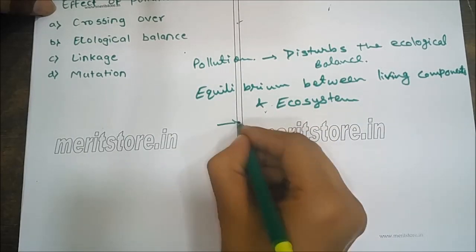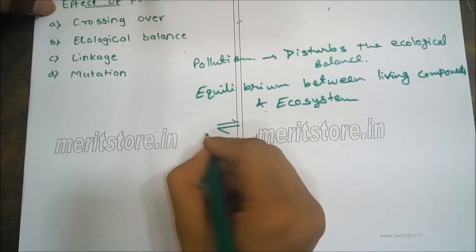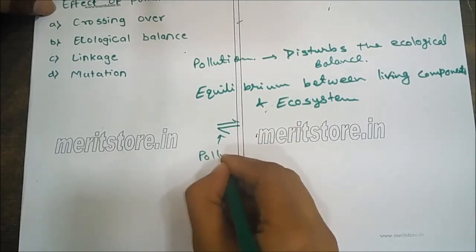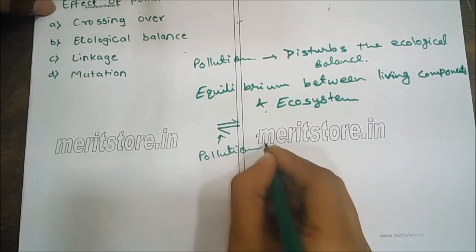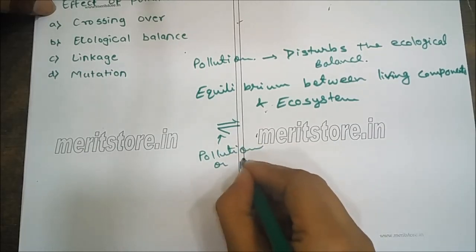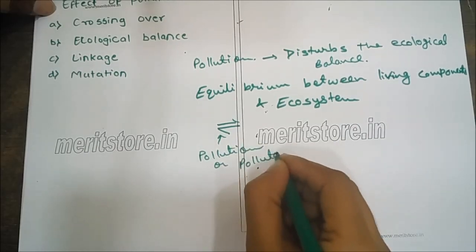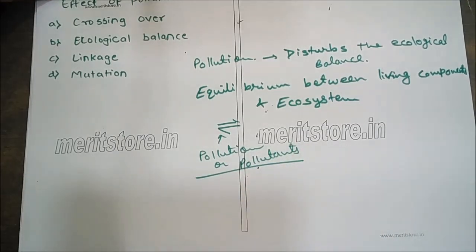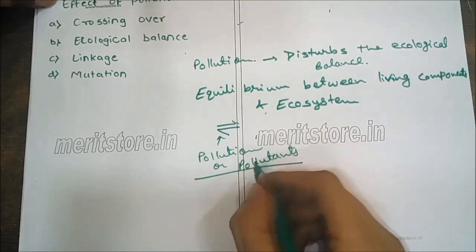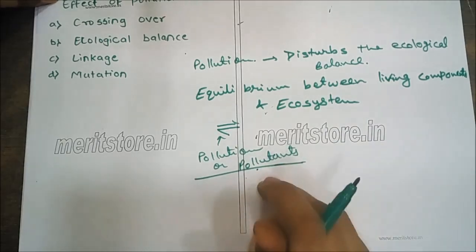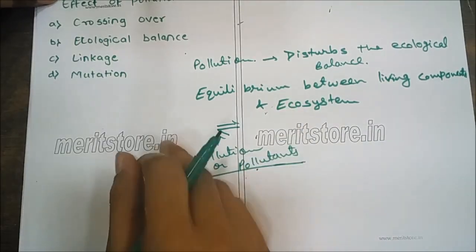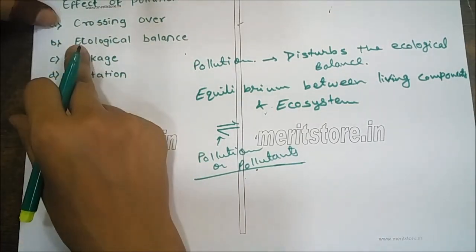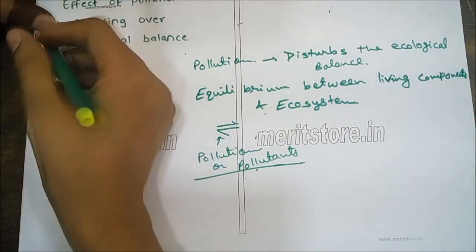So this equilibrium is destroyed by the pollution or pollutants, and this imbalance will cause these pollutants to disturb the equilibrium. So the effect of pollution is mainly on ecological balance.